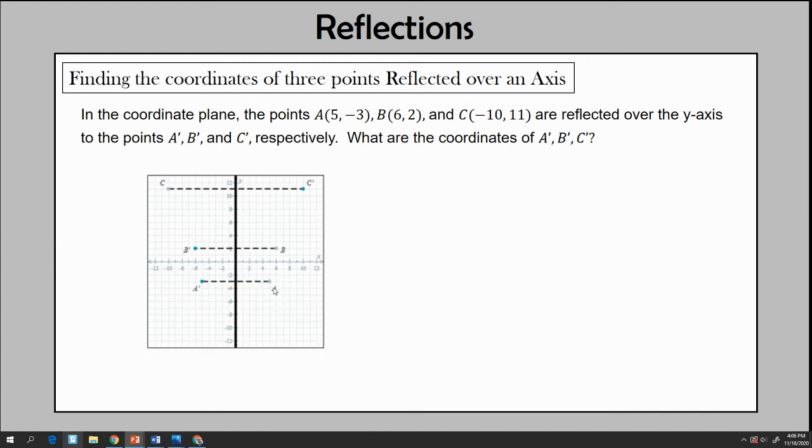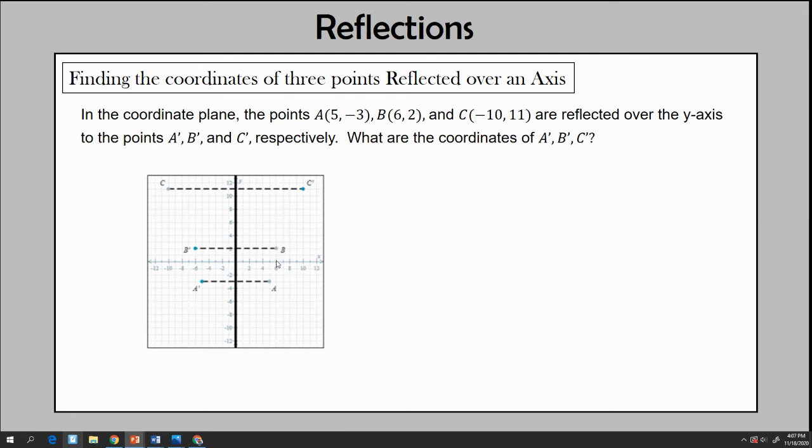So here's A. It's at (5, -3). Here's B at (6, 2). And then C is over here at (10, 11). Now, if we reflect these over the y-axis, they want to know what the new locations are. So C is 10 units from the y-axis. So go perpendicular. Now count 10 units away. C prime would be located here, which is at (-10, 11).